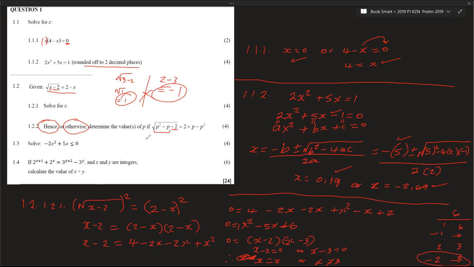I can say p squared minus p equals to x, right? But remember my x value is 2. So I can say p squared minus p equals to 2. Then I can say p squared minus p minus 2 equals to 0, right? Then here you have two options. You can use quadratic formula, or you can use this easy method here. This one that I showed you here, right?